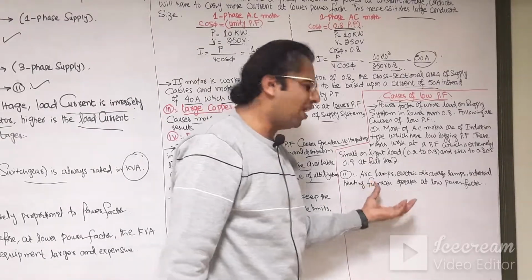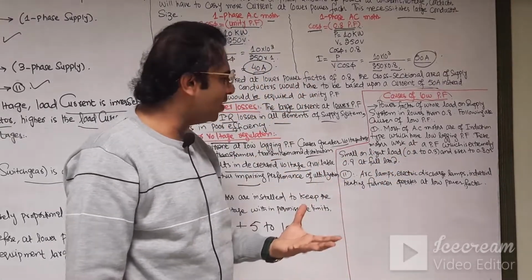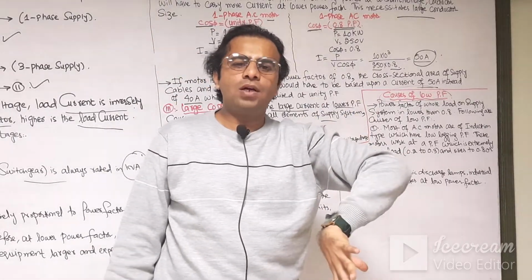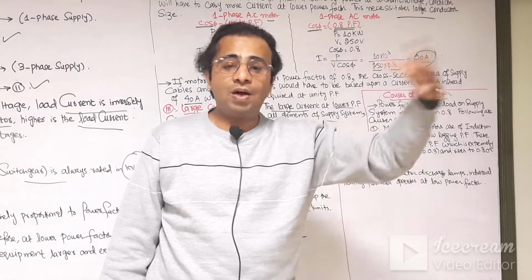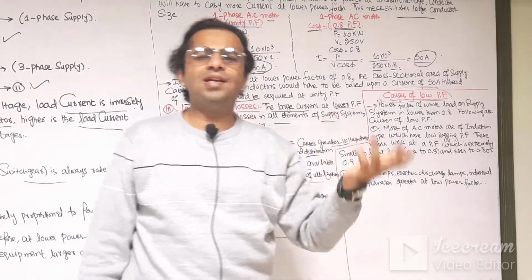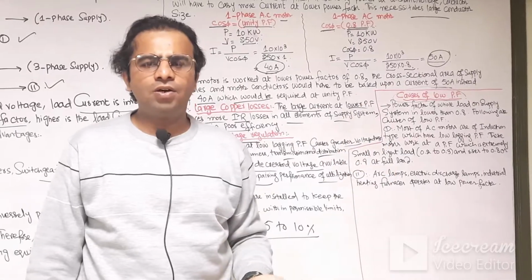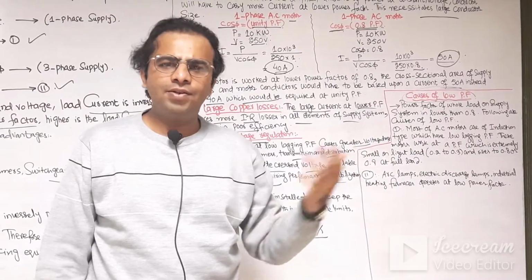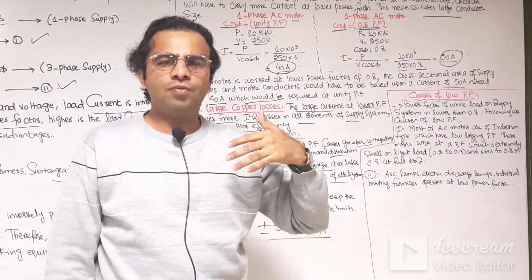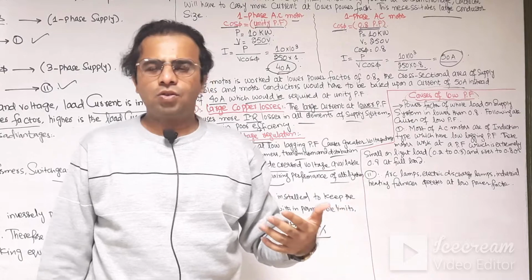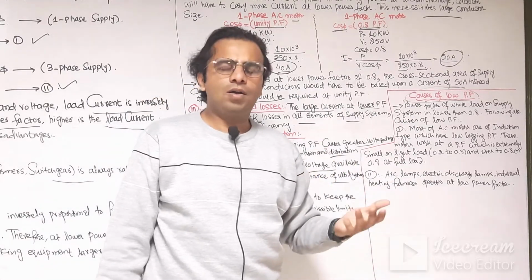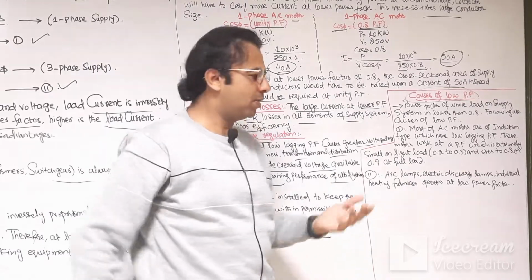The second cause is that arc lamps, electrical discharge lamps, and industrial heating furnaces may also lower the power factor of our power systems. Also our non-linear devices like power electronic converters, thyristors and other non-linear loads cause deterioration of the power factor. So this is also another cause of the lower power factor in the power system.